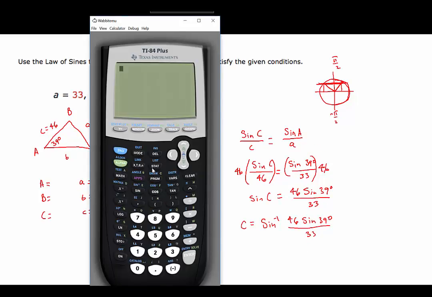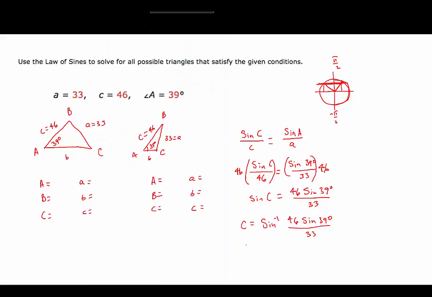The first thing we should do is check to make sure that the calculator is in degree mode. So we'll hit mode, and then we see that it is in degree mode. So we'll hit second quit, and then we will hit second sine. So we have this inverse or arcsine function, and then we'll type this whole ratio in here, 46 times the sine of 39 degrees, close that parenthesis, divided by 33, close that parenthesis, and hit enter. So we found that angle C is 61.3 degrees.